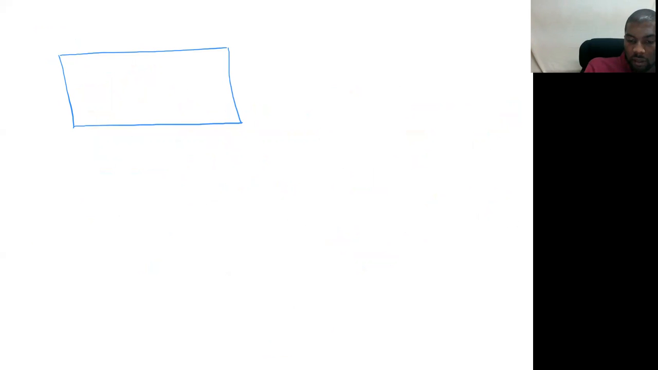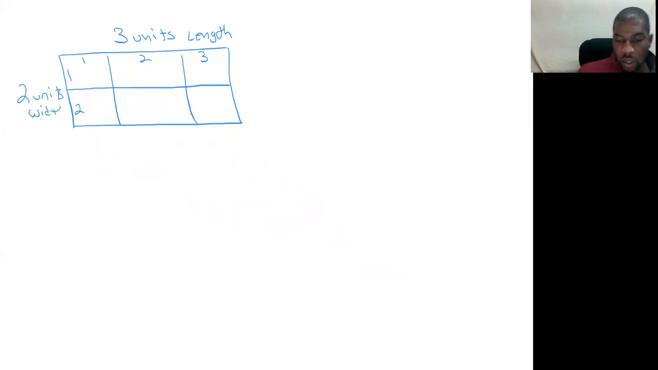And this rectangle had 1, 2, 3 across, 3 units for the length, and 1, 2, 2 units for the width. And I asked you, what is the area of this rectangle?